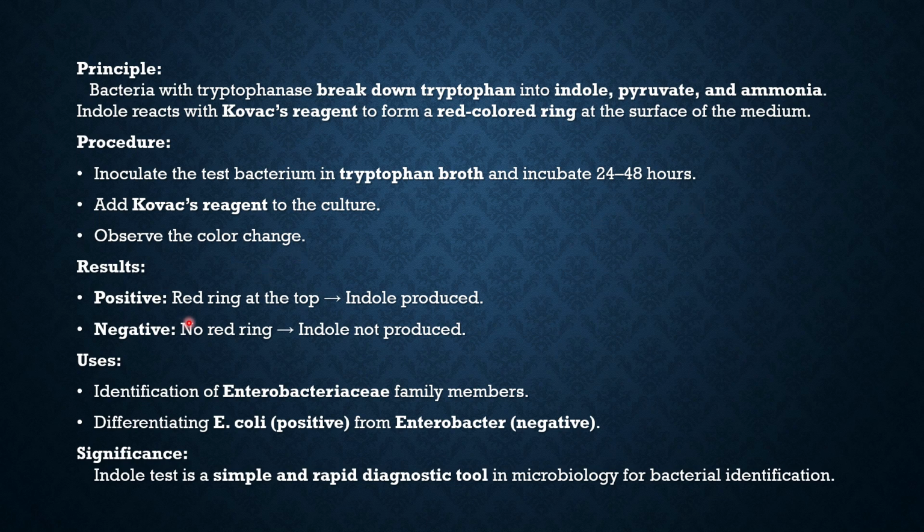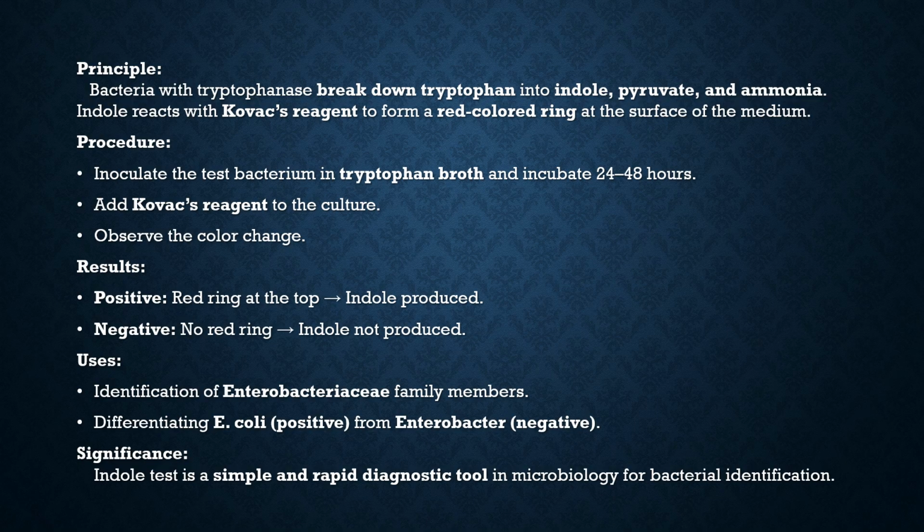In the results, if it is positive, a red color ring will be there at the top and indole is produced. If it is negative, there is no red ring, so indole is not produced. Uses: it is mainly used for identification of Enterobacteriaceae members and differentiating E. coli from Enterobacter. It is a simple and rapid diagnostic tool in microbiology for bacterial identification.